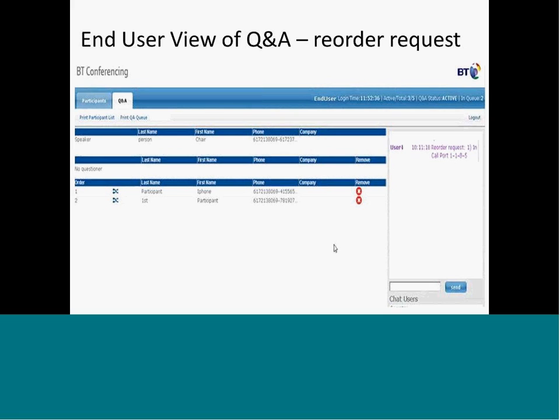During Q&A, the end user can make several requests to the operator. First, that the queue is reordered. Secondly, request that a participant is removed from the queue. Thirdly, patch participants through to ask questions. And fourthly, to request a participant is muted or unmuted during the Q&A.